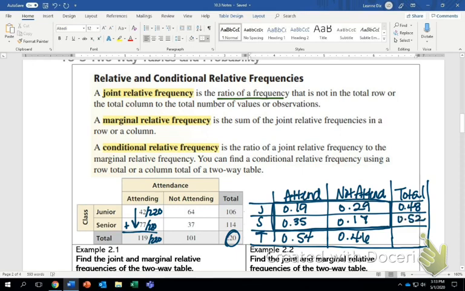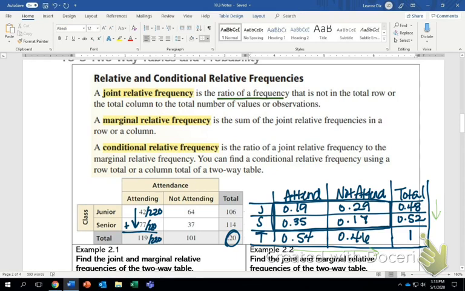All right, and now we're going to just double check. We're going to add downwards, and we're going to add across, and we need to make sure that it adds up to 1. 0.48 plus 0.52 is equal to 1. And 0.54 plus 0.46 is equal to 1. So we did it correctly.